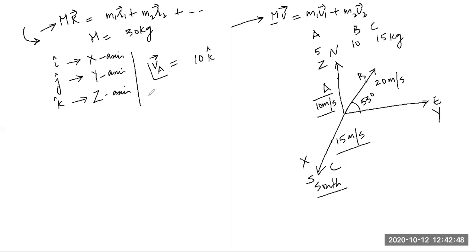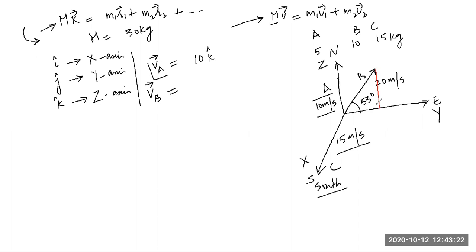What will be the velocity of B? Can anyone tell me? So see, this is in this direction, but the vectors are only along the x-axis, y-axis, or z-axis. Am I right? The vectors are never inclined. So what will we do? Yes, we will take components of the B vector. This is perfectly right. It's a very good suggestion.